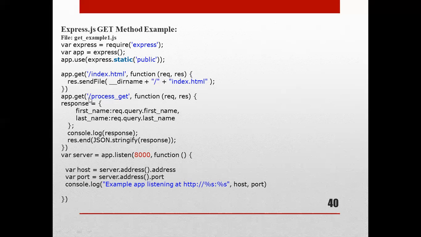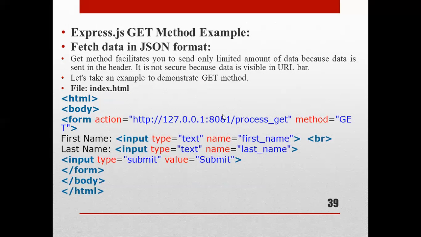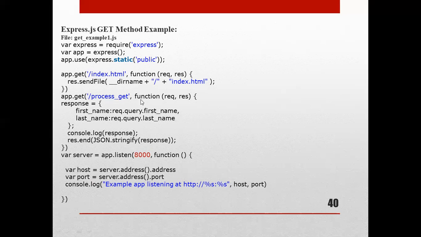Then app.get process_get. So what is process_get? Here you can see this URL with the function request and response. Inside the function, we write response equal to, what is the response for that process_get: first_name colon request.query.first_name. It will return the first name, and similarly for last name, last_name colon request.query.last_name.